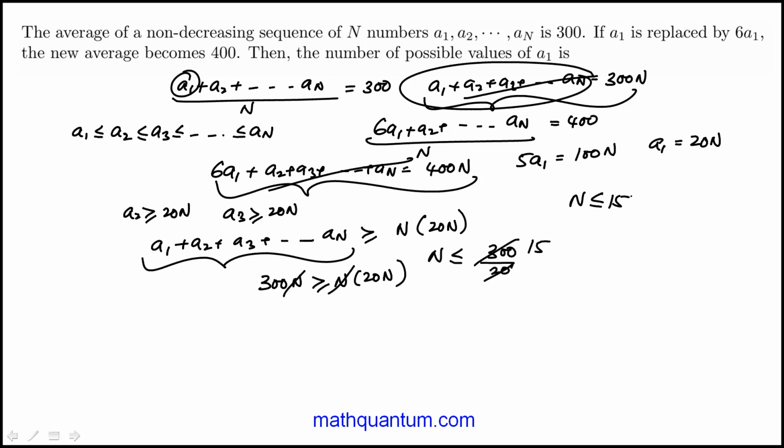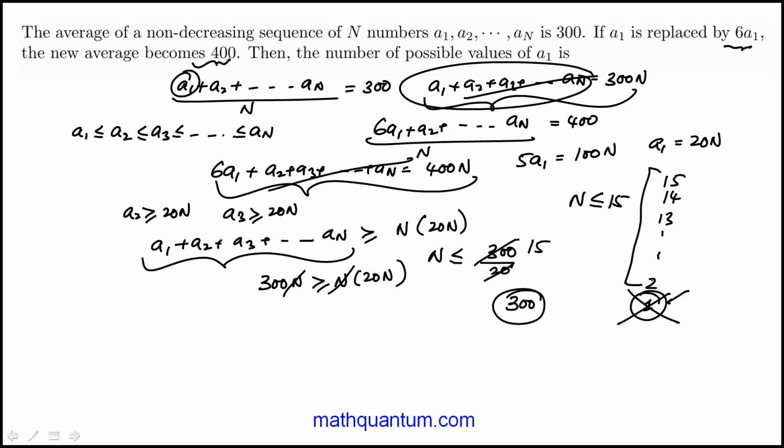So n could be 15, 14, 13, all the way to 2. And the question is, what happens when it's 1? Well, 1 will not work, because if you have one number and A1 is 300, well, the average is 300. If you replace it with 6 times that number, this condition won't be satisfied. So we have to discard that 1. So n can be any value between 2 and 15 inclusive. That means we have 14 values.